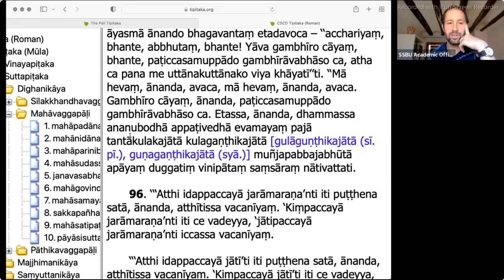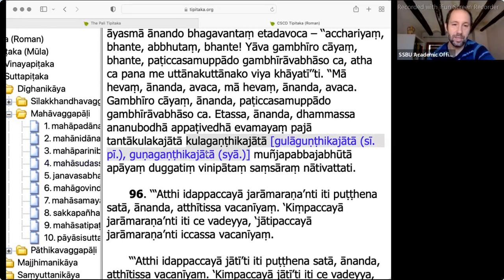Etassa ananda dhammassa ananuboda appativeda evam ayam paja tanta kulaka jata kulagantika jata. But you have a variant reading, gulaguntika jata. And you have another variant reading, gunagantika jata. And then munja pabbaja bhuta apayam duggatim binipatam samsaram nati vattati. So the sentence is very famous, but there is this word here that is problematic. And then you will say, well, actually there are more readings. Here in the Burmese edition, there are only two.